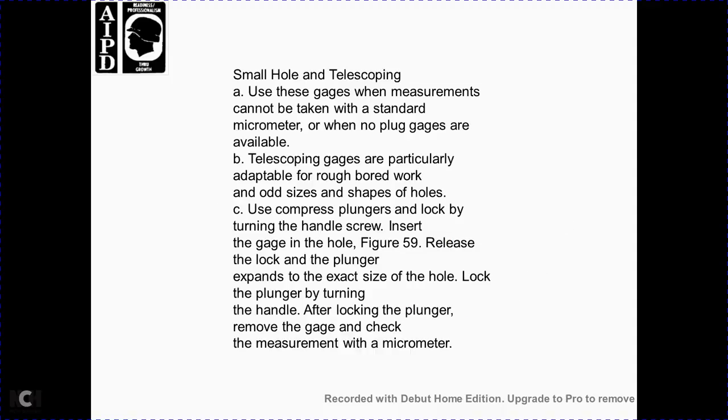Small holes: telescope gauge. The measurement of a small hole cannot be taken with a standard micrometer, and no plug gauge is available. The telescope gauge is particularly adaptable for rough work with odd sizes and shapes of holes. Compress the plunger by turning the handle screw, and insert the gauge in the hole.